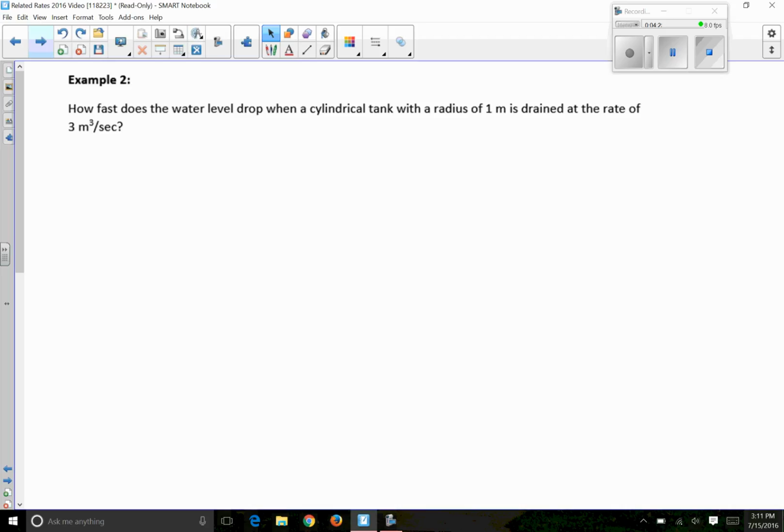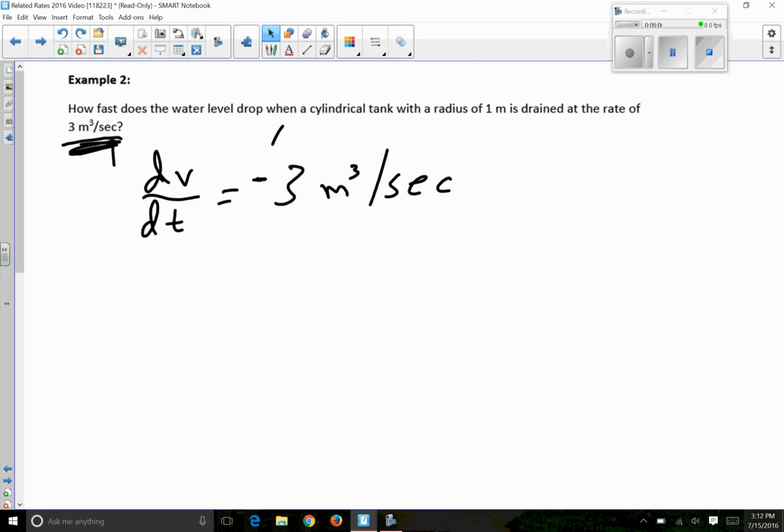Okay, in this example, how fast does the water level drop when a cylindrical tank of radius 1 meter is drained at the rate of 3 cubic meters per second? Since cubic meters is used to measure volume, this given rate is the derivative of the volume with respect to time. Seconds is time. And because water is draining, this derivative is a negative number. The volume is getting smaller at a rate of 3 cubic meters per second.